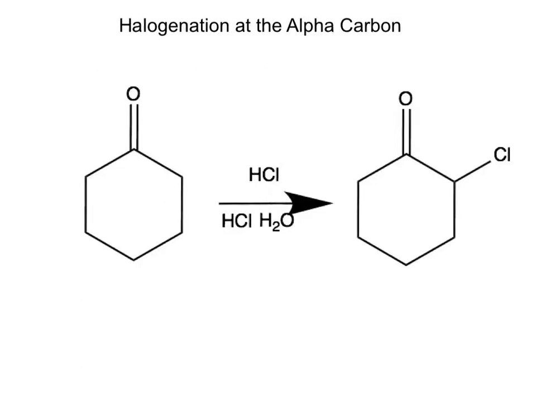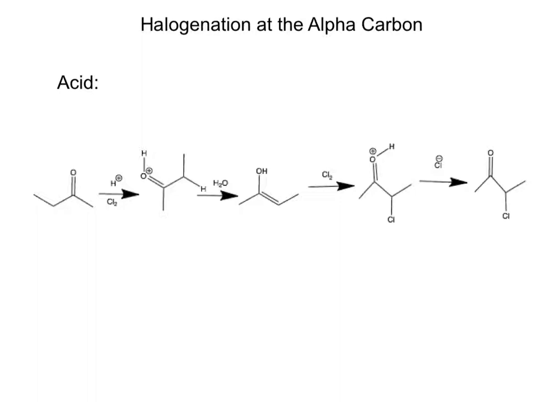Halogenation is a substitution reaction where a ketone or aldehyde is reacted with a halogen like chlorine, bromine, or iodine, and either a base or an acid will result in the substitution of a halogen for hydrogen at the alpha carbon, forming an alpha haloaldehyde or ketone.